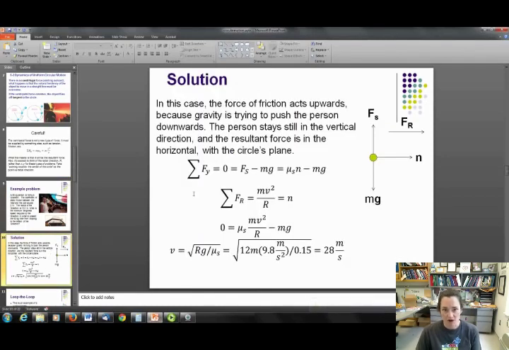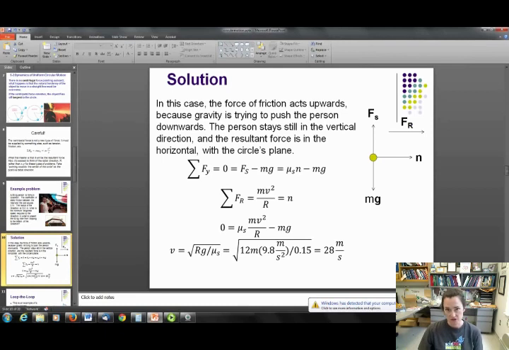Okay, so let's work this problem. In this case, the force of friction is acting upwards on you. That might seem a little weird, but remember you're pinned to the wall and gravity is trying to pull you down. And so friction is always going to oppose the direction of motion, and so that acts up to oppose gravity. And then we're going to take our radial direction as the horizontal direction, because the circle is in a horizontal plane.